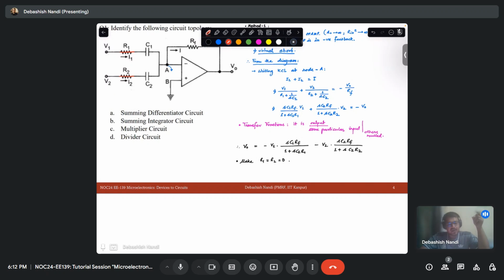That part we will see in the next problem, how this series or parallel combination of capacitances and resistances changes the Bode magnitude plot. That will be interesting. So we can see that now my V0 becomes minus V1 times SC1 RF, minus V2 times SC2 RF. This is why we are doing this, to get an intuition.